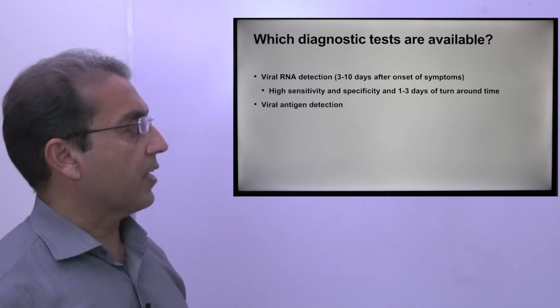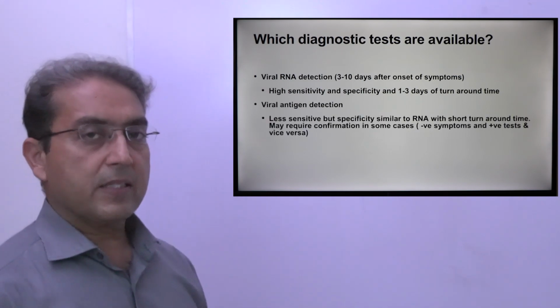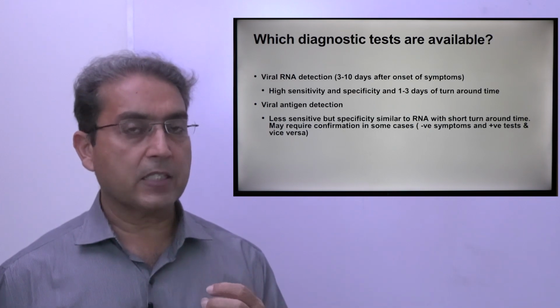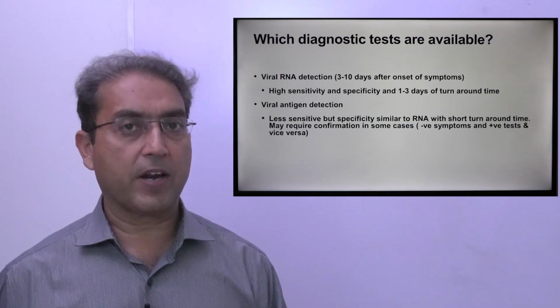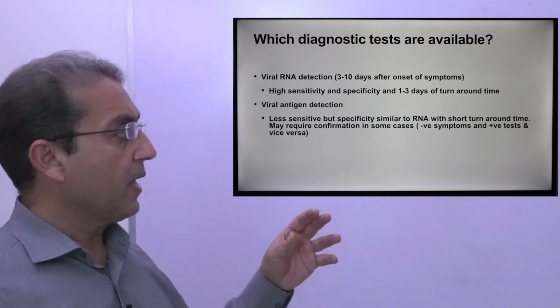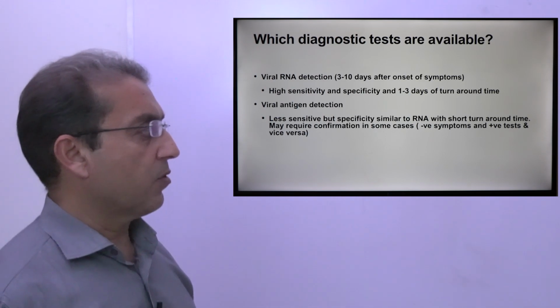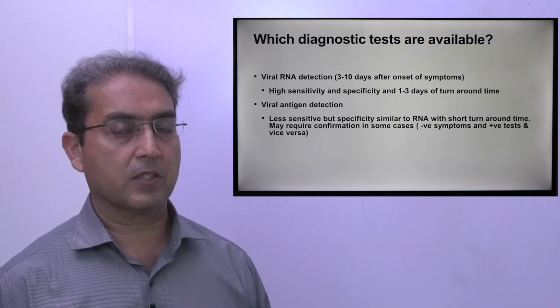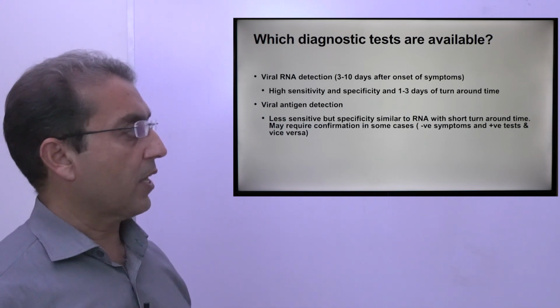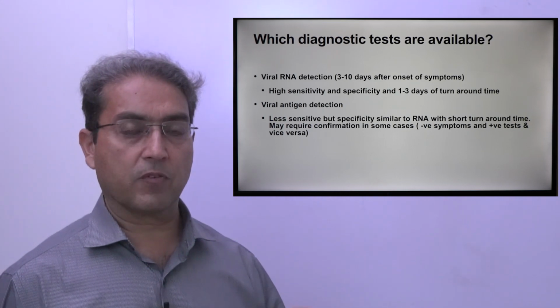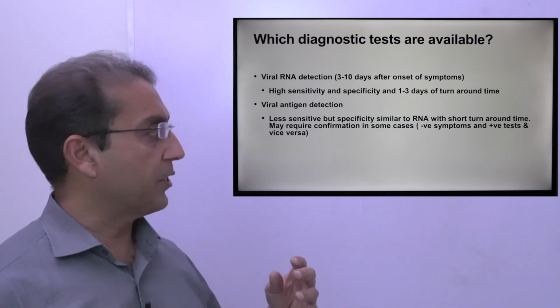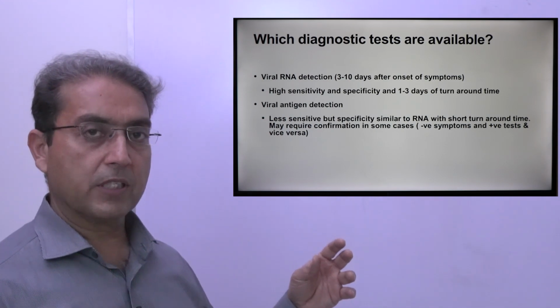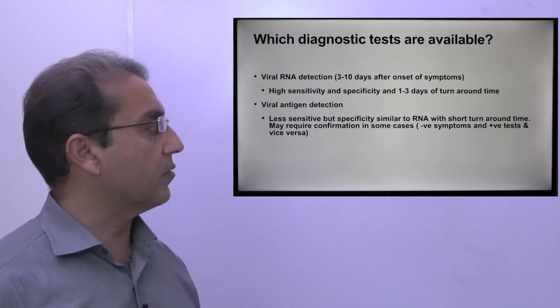Then we can detect viral antigens. They are less sensitive, but they are as specific as viral RNA. They have a short turnaround time of say 15 to 30 minutes. They may require confirmation in some cases. For example, a patient may not have symptoms and the test may be positive, or the test may be negative and the patient may have symptoms. In those cases, this needs to be confirmed.